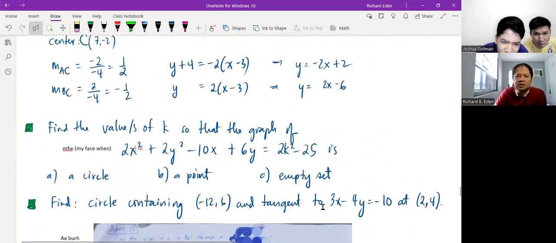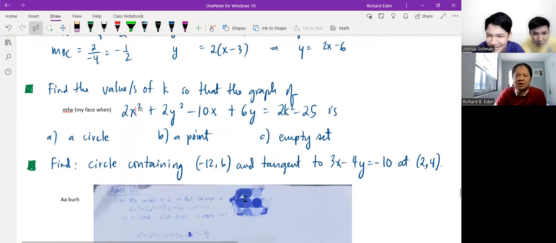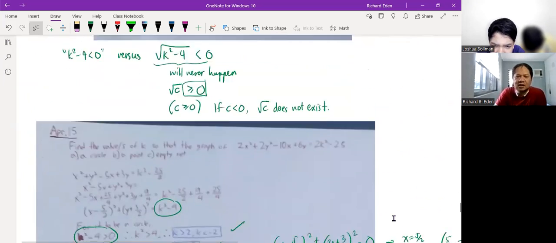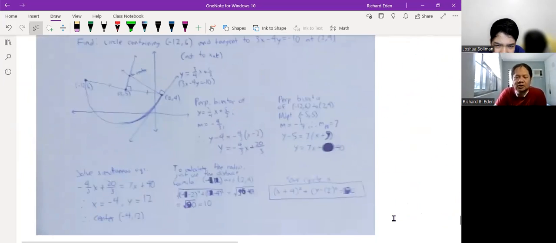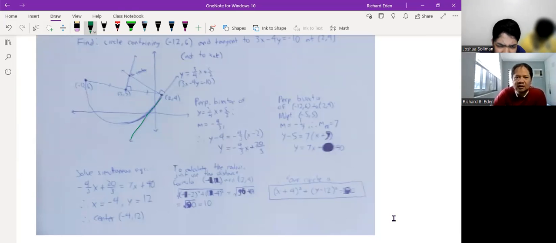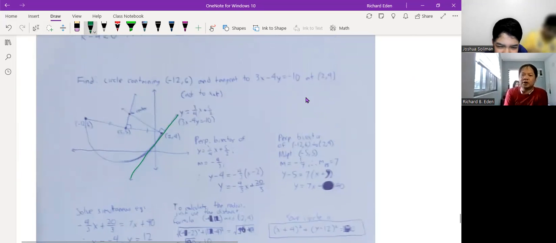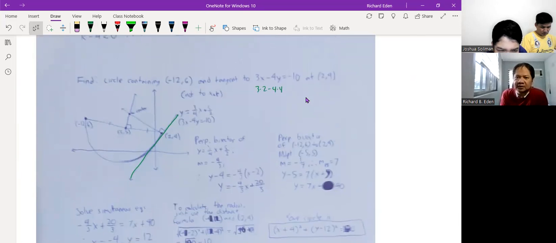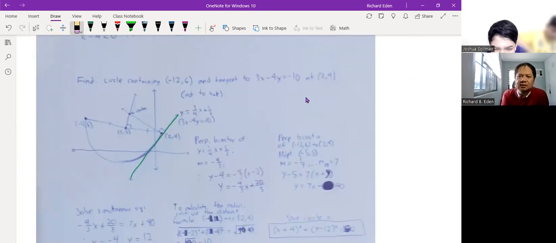So, I just want to, oh, here it is. Okay, I just want to mark it. It's so close by. Tangent to 3x minus 4y equal to negative 10 at 2, 4. All right, so I suppose this is it, the line 3x minus 4y equals negative 10. And then 2, 4 is a point on the path. 3 times 2 minus 4 times 4: 6 minus 16 is indeed negative 10. All right. Okay, so that's the point of tangency.